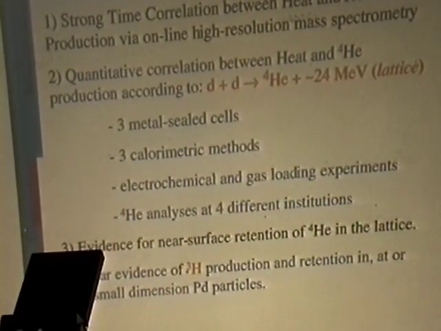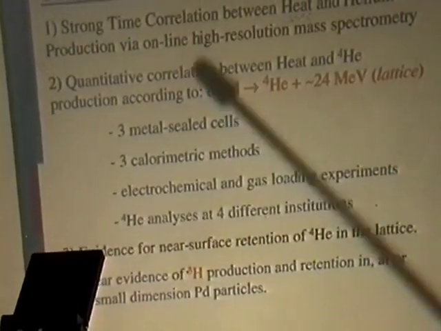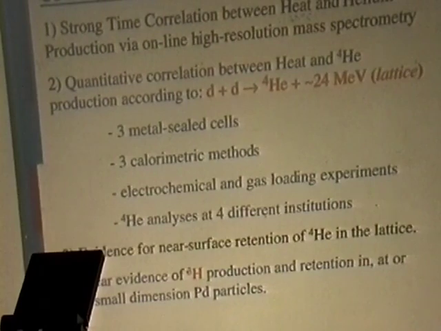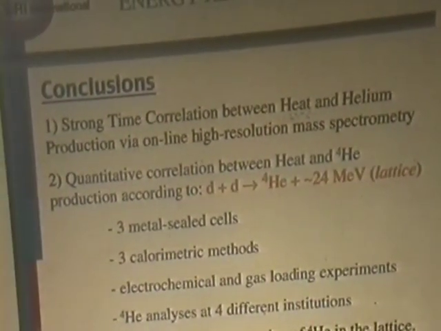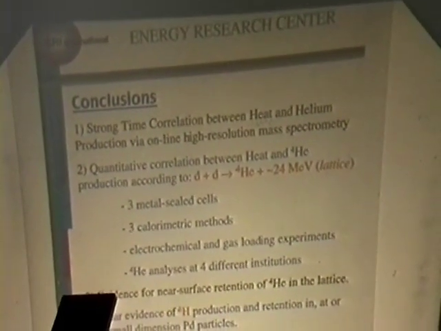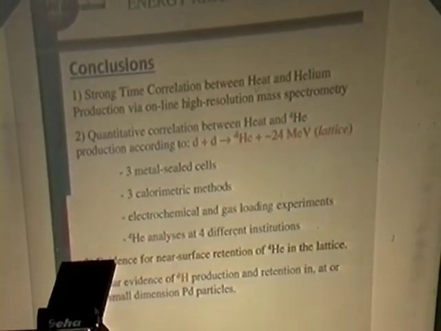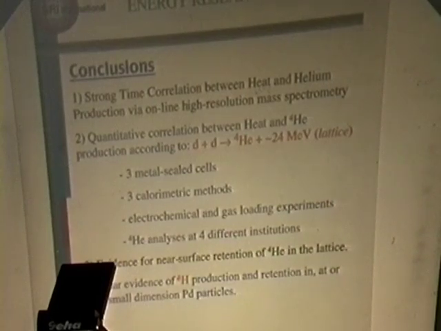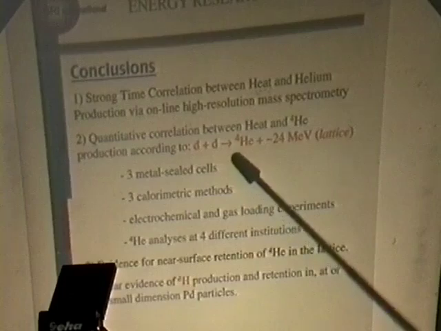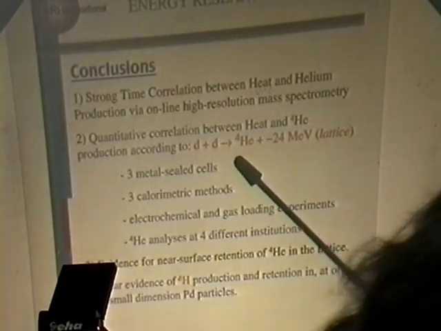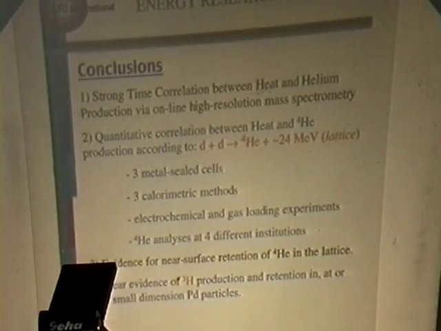Conclusions from this subset of our results, I suppose. There's a strong time correlation between heat and helium production via online high-resolution mass spectrometry. Quantitative correlation between heat and helium-4 production, according to a reaction which describes generically D plus D to helium-4 plus something like 24 MeV in the lattice, once you dislodge all of the helium-4, which is lodged near surface in the lattice. These results were obtained in 3 different metal seal cells, 3 different calorimetric methods, both electrochemical and gas loading experiments.